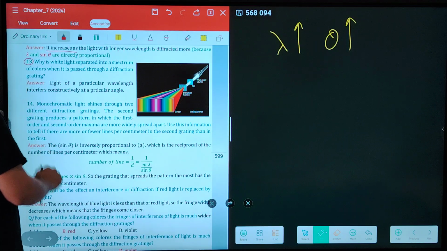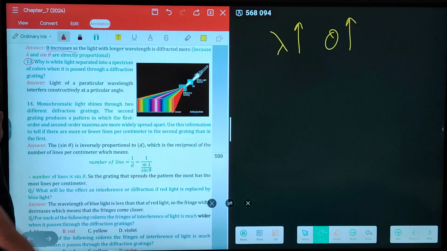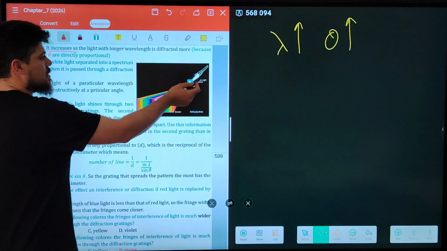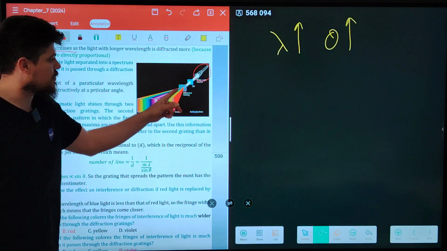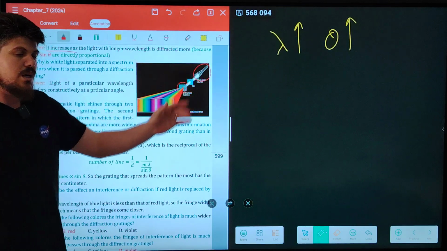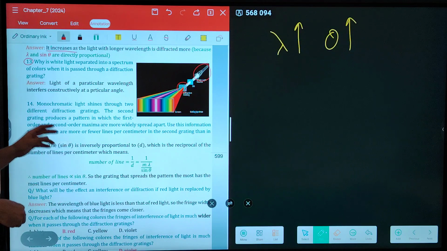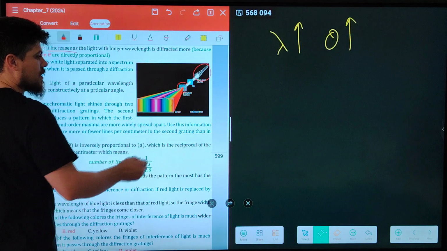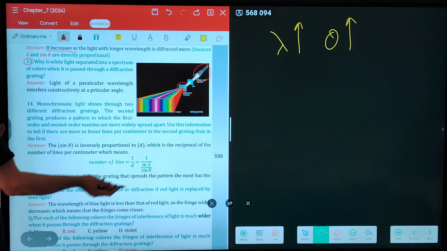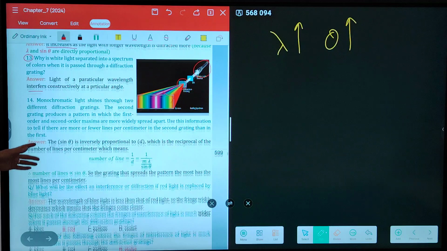Question 13. Why is white light separated into a spectrum of colors when it passes through the diffraction grating, such as in this figure? You can see in this figure, when the white light passes through the diffraction grating, what happens to the light? It is separated, and the spectrum, the rainbow, occurs on the screen. The red one has the largest angle of diffraction. So the light of a particular wavelength interferes constructively at a particular angle.